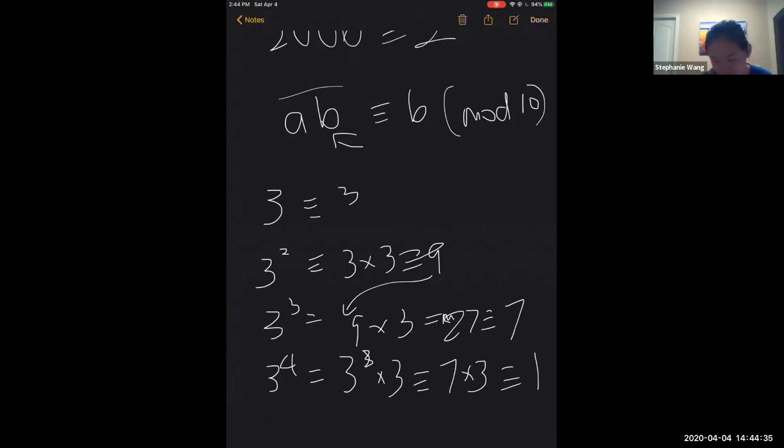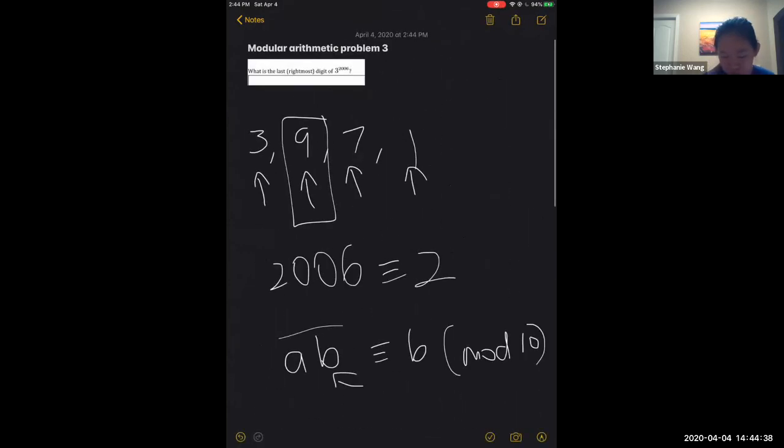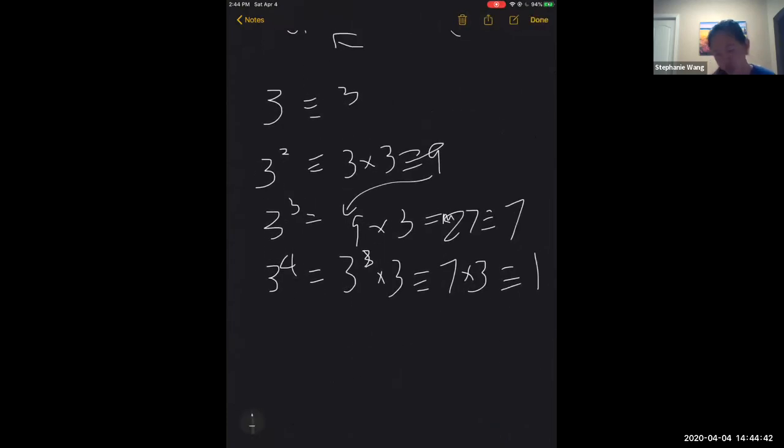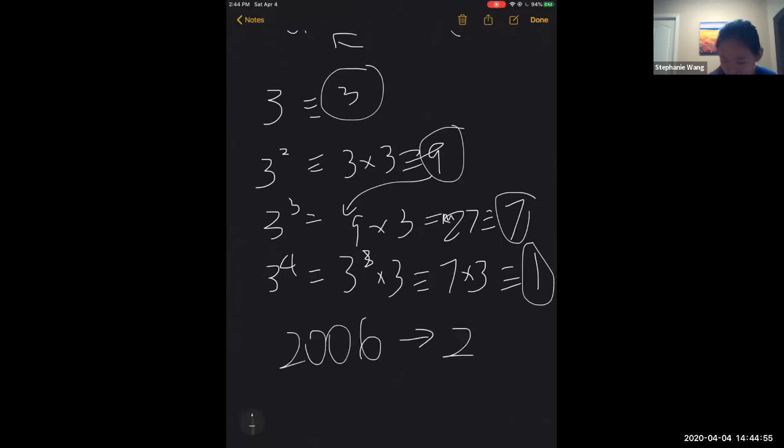Basically you're finding your pattern here, and it's because you're taking everything mod 10 that you can find your pattern. So through this, we found the reason why we have our pattern, because each one of these we're taking mod 10, which means that the final answer will just be 2006. 2006 leaves a remainder of 2 when divided by 4, so we'll have 9.